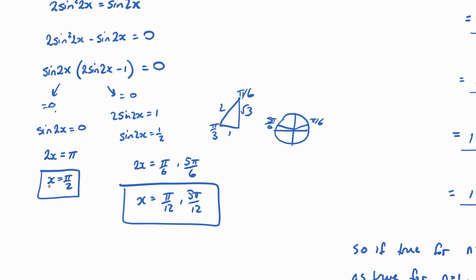They're all my answers. x equals pi on 2, x equals pi on 12, and x equals 5 pi on 12. Okay, 3 answers. That's the answer to part D.